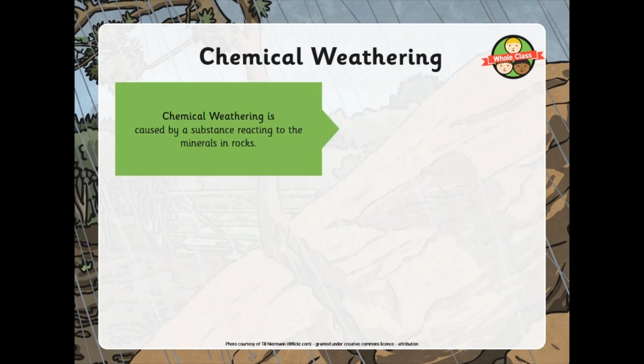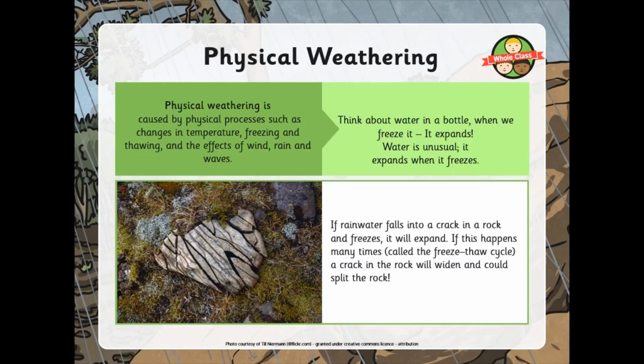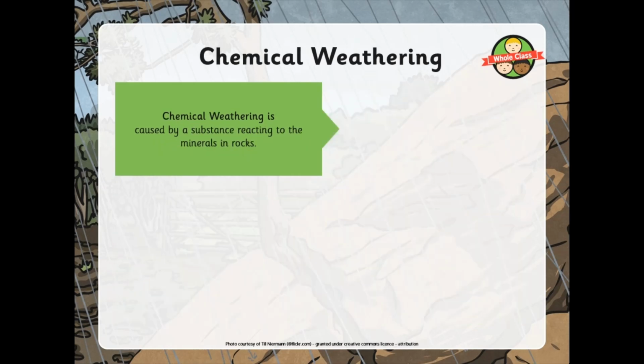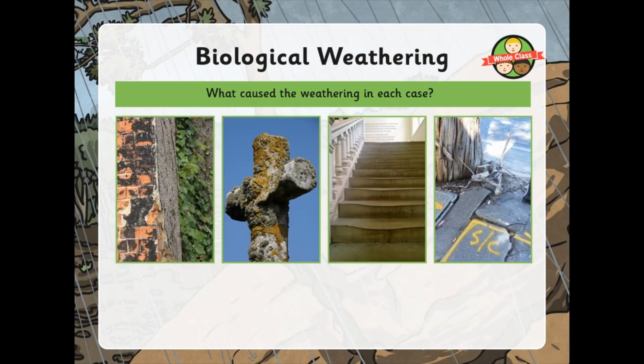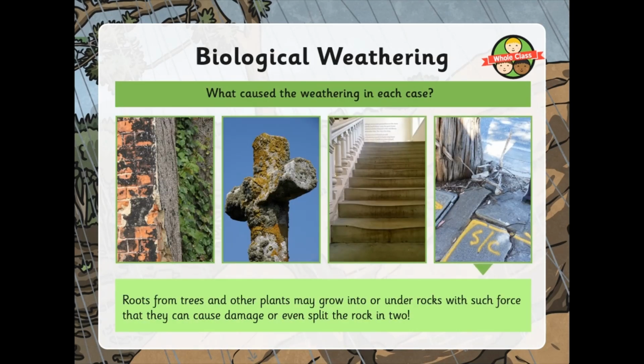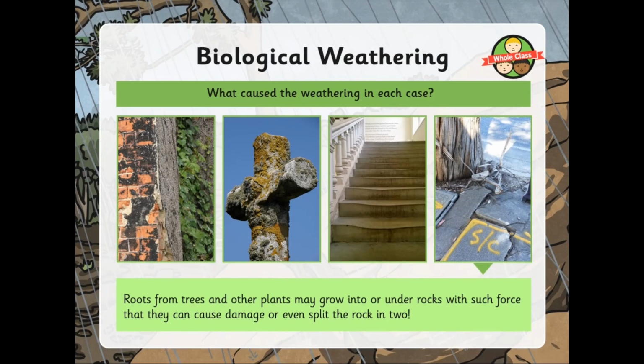So we've got physical weathering. That is the changes by physical processes like temperature, freezing and thawing. We've got chemical weathering, okay, that is caused by substances reacting to minerals in rocks. And we've got biological weathering, where it is plants, animals and microorganisms that affect rock. Okay, remember, weathering is a process of wearing away at the rock.